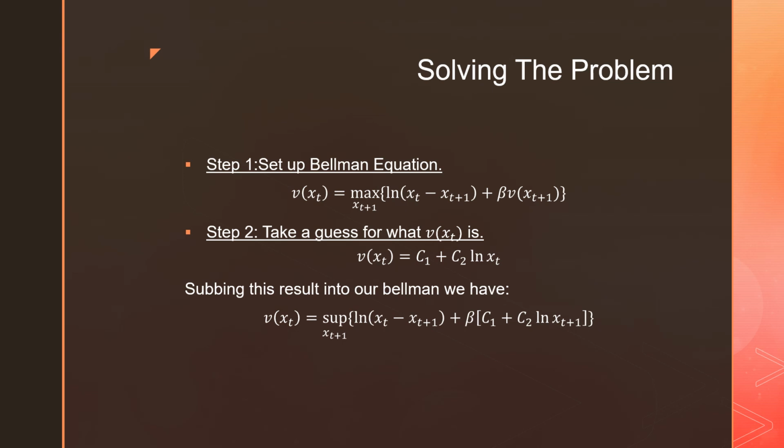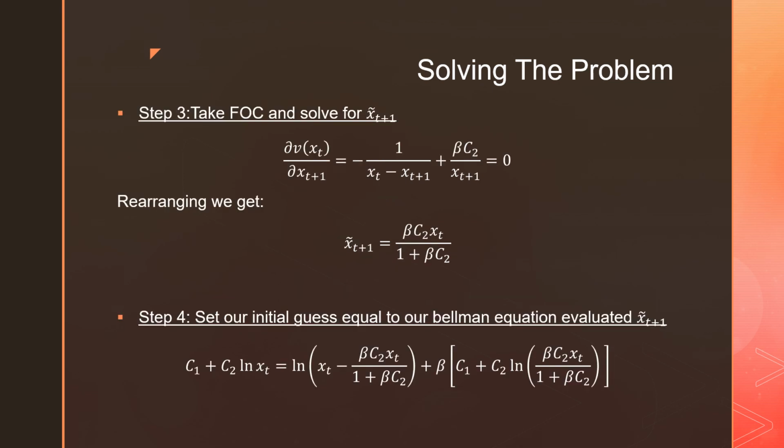Notice here that we're taking a guess that is very similar to the structure of our preferences before. That's just a general rule for choosing an appropriate guess, but I'll talk about that a little bit more probably in another video. And if we were to sub that into our Bellman equation, we get the following result. Moving on to step number 3, we take our first order condition and solve for xt plus 1 tilde, which will be our intermediate value.